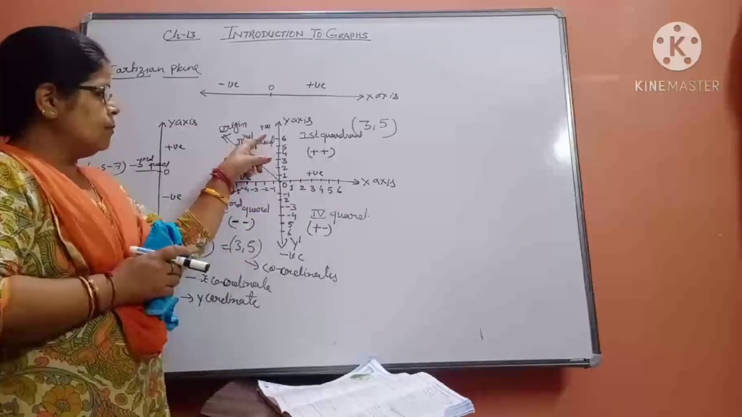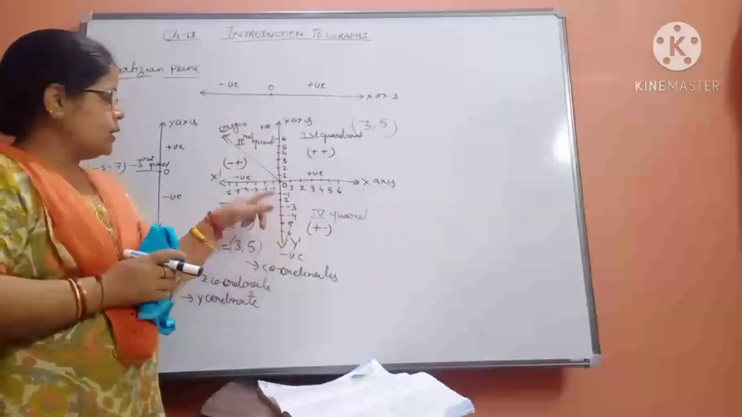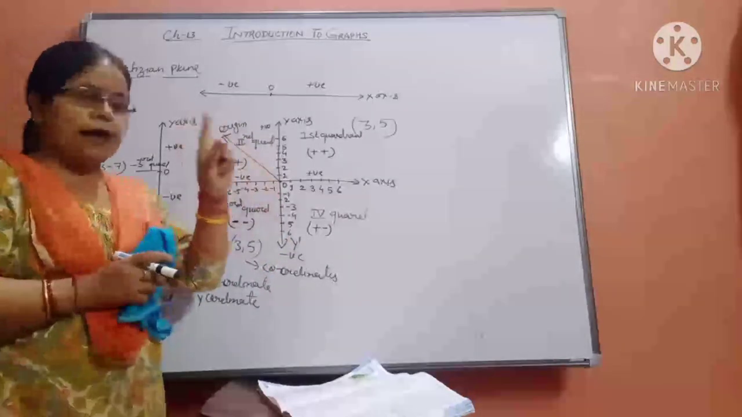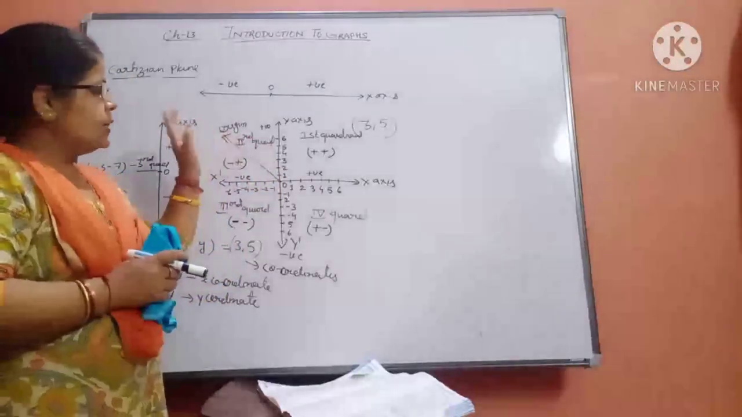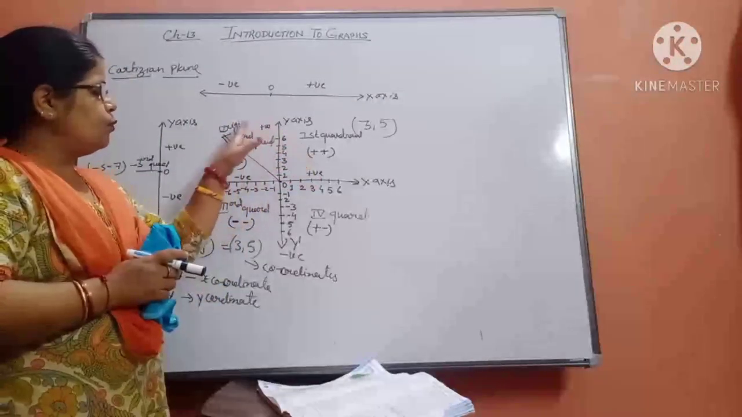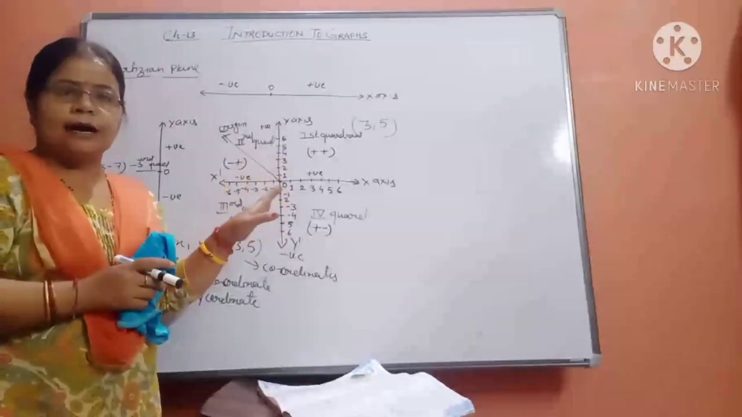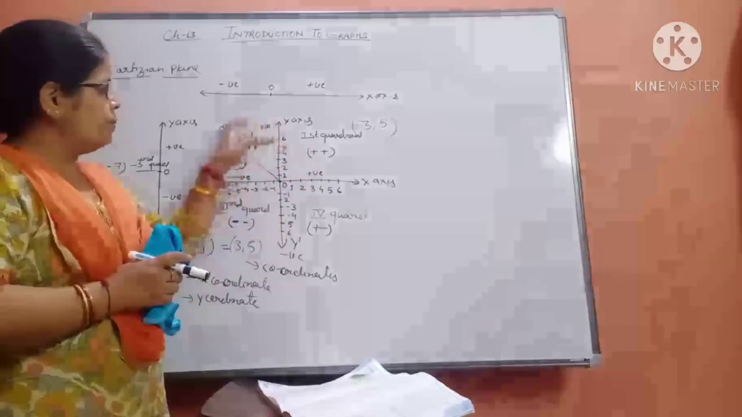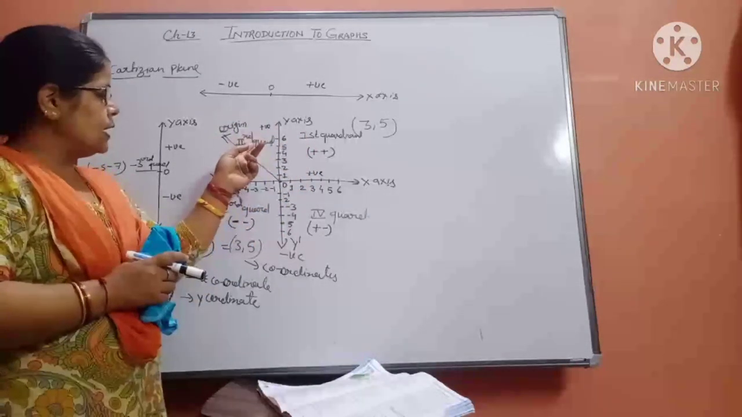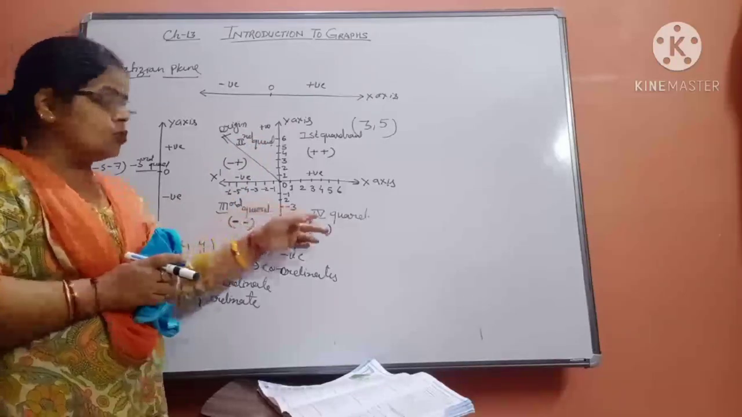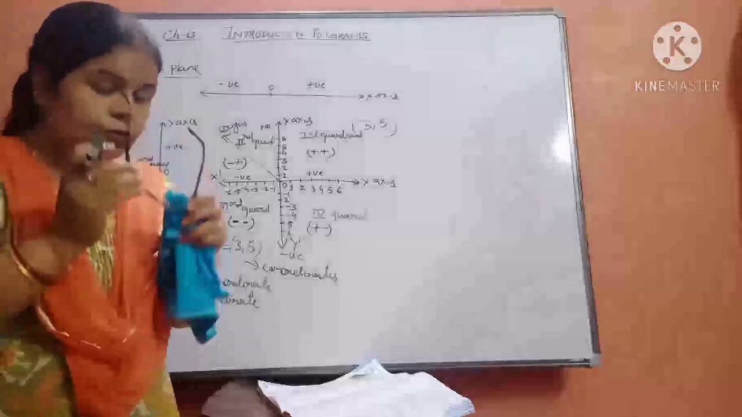Okay, then positive on upward direction and negative on the lower direction. Point of intersection of x-axis and y-axis is known as the origin. Then I explained to you that this complete system of four quadrants is known as the Cartesian plane. This means the first quadrant, second quadrant, third quadrant and fourth quadrant. And then how to denote the point, I have also explained to you till here.